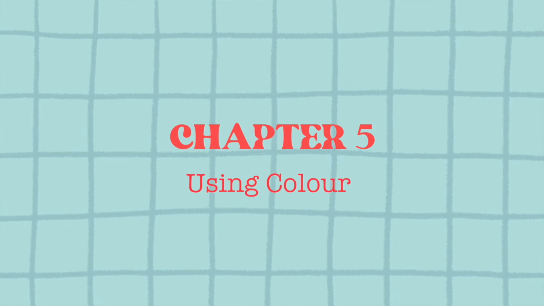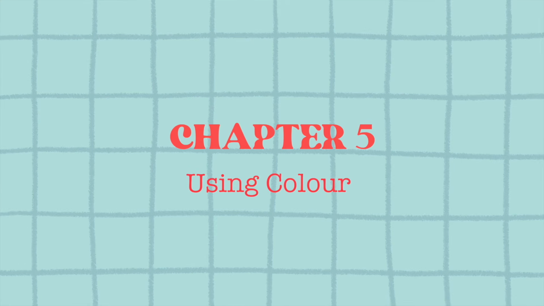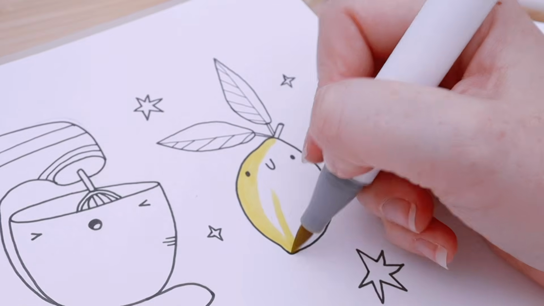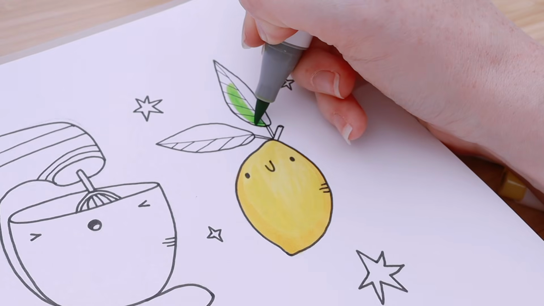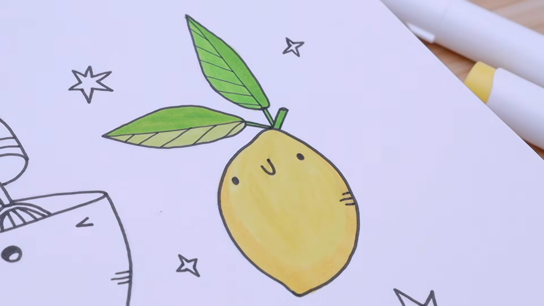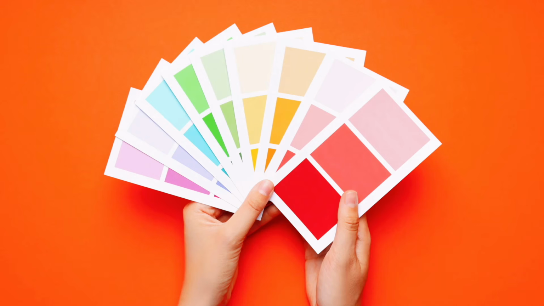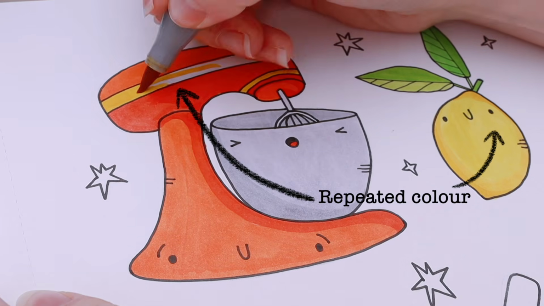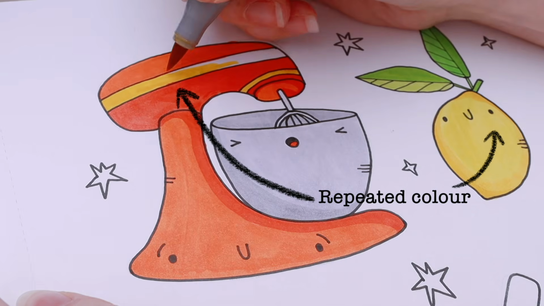Chapter 5, using color to keep your illustrations cute. Color theory plays a huge role in the overall look of your artwork. Using the right colors can make your illustrations pop and keep them looking cute. Soft pastels and bright, cheerful colors often work well with cute characters because they convey a sense of playfulness and warmth. When you stick to a harmonious color palette, it helps create a cohesive and visually pleasing look.